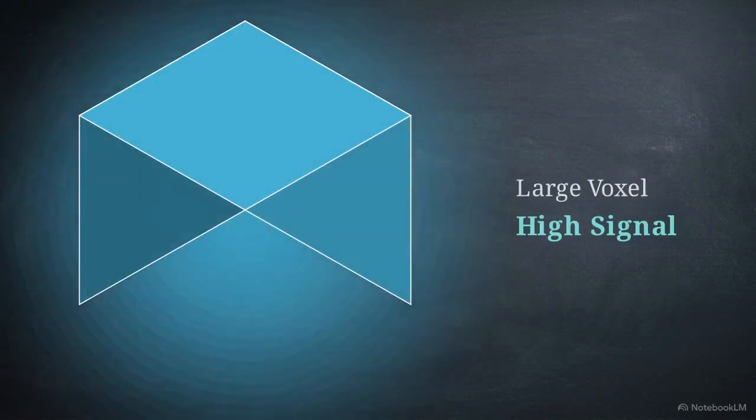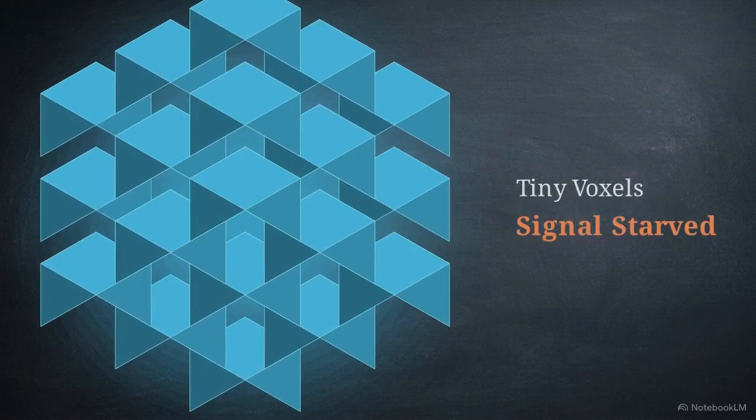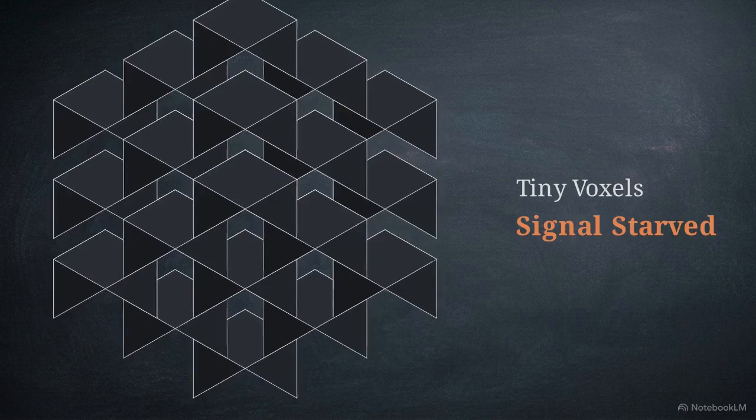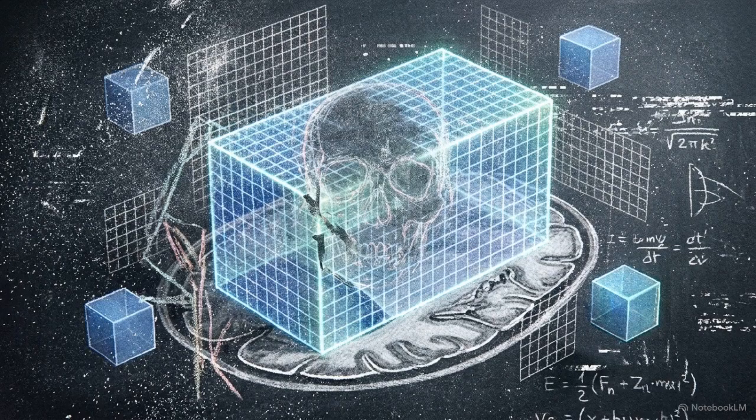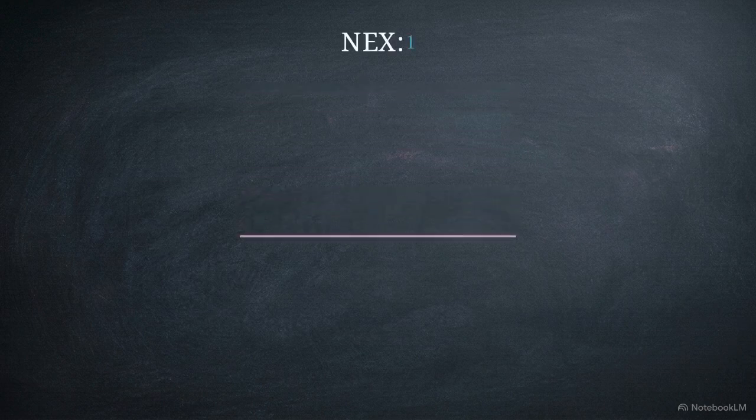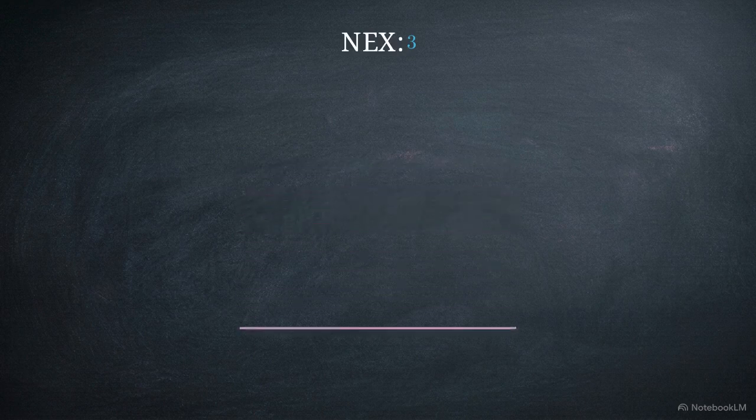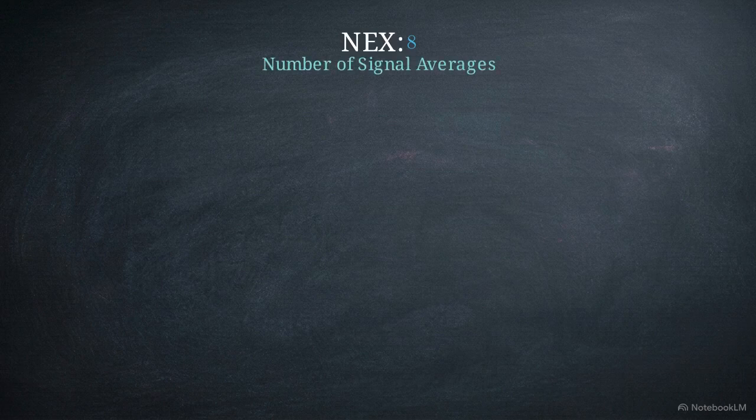High spatial resolution requires tiny voxels, and tiny voxels inherently destroy the signal. How do we acquire a sharp image without being blinded by noise? The solution is repetitive acquisition, scanning the exact same K-space multiple times to build a statistical consensus of the true signal. This critical parameter is defined as the number of signal averages, or NEX. True anatomical signal is consistent, mathematically reinforcing itself over multiple passes. Random background noise is inconsistent and progressively cancels itself out.